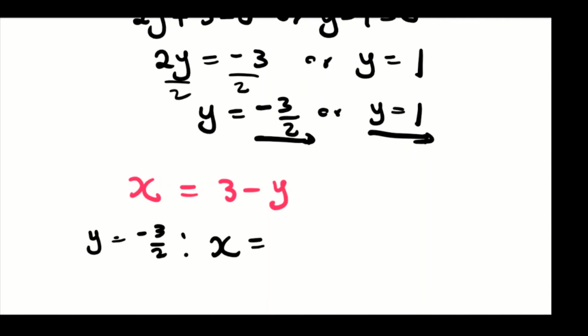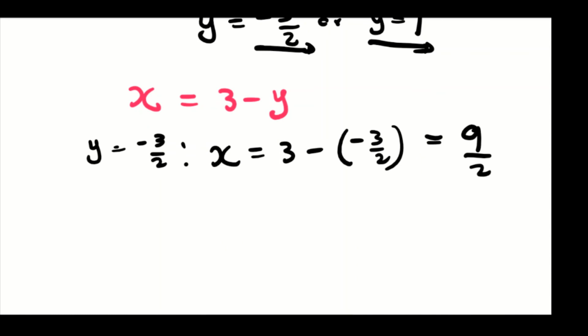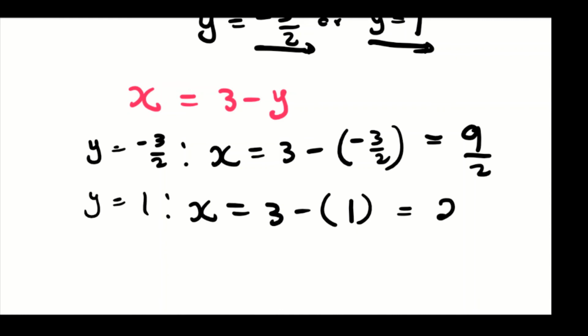X being equals to 3 minus minus 3 over 2, right? So we're going to get a solution of 9 over 2. And when y is equals to 1, what is our value of x? It's equals to 3 minus 1, and we'll get 2, right? So these are your solutions of x and y.